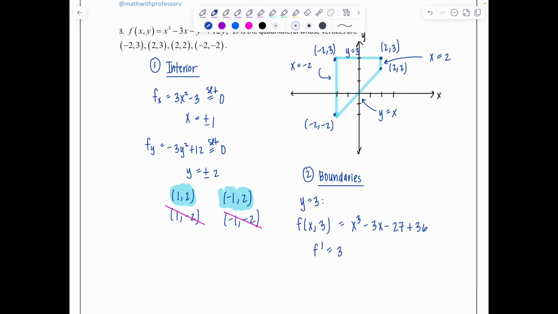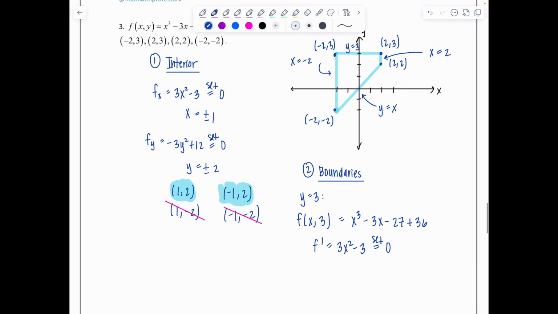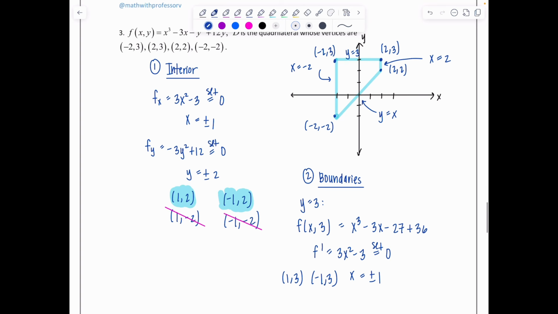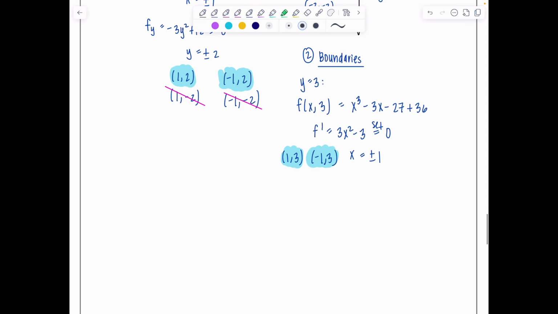F prime is 3x squared minus 3. Set that equal to 0, and you get x is, yep, plus or minus 1. So we have 1, 3, -1, 3. Make sure those are, yep, that's on that boundary line. That's on that boundary line. Okay, save these. We're going to have to test them in the function. And then keep going, keep going. Let me put like a divider. Yes, that looks better.